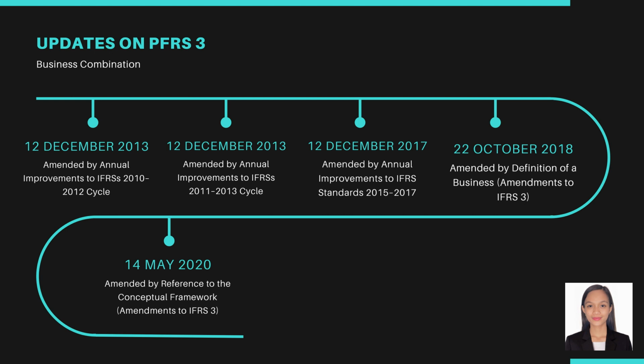And to add to IFRS 3 a requirement that for transactions and other events within the scope of IAS 37 or the provisions of contingent liabilities and contingent assets, or IFRIC 21 or the levies, an acquirer applies IAS 37 or IFRIC 21 instead of the conceptual framework to identify the liabilities it has assumed in a business combination, and add to PFRS 3 an explicit statement that an acquirer does not recognize contingent assets acquired in a business combination. So that's the updates on PFRS 3 as of today.